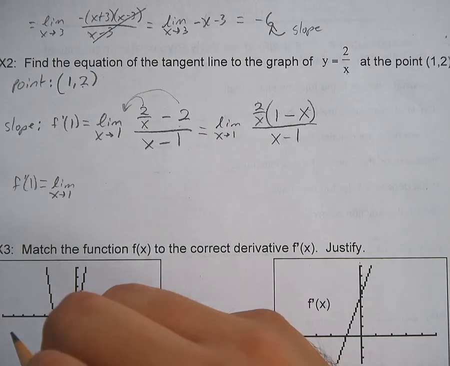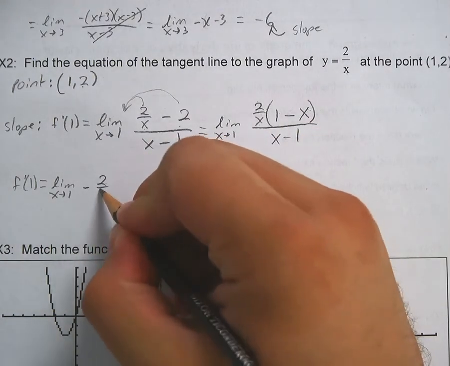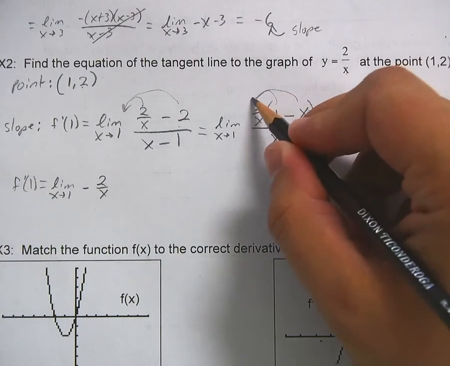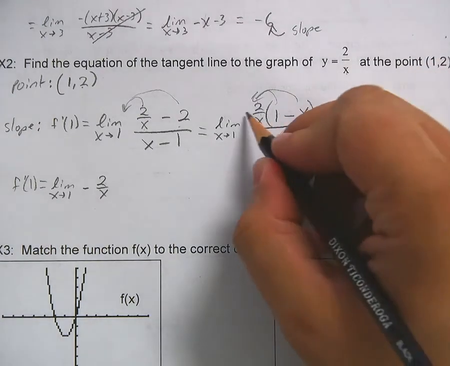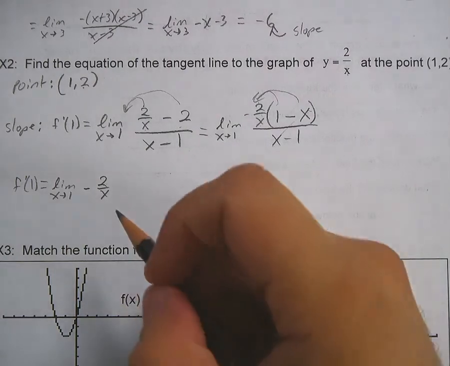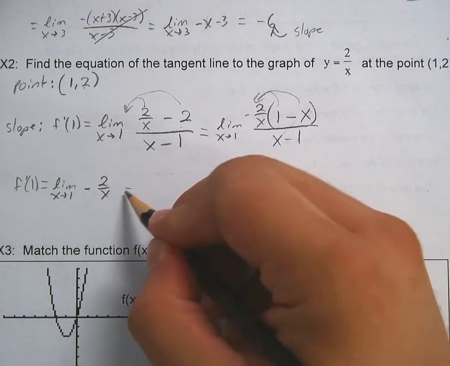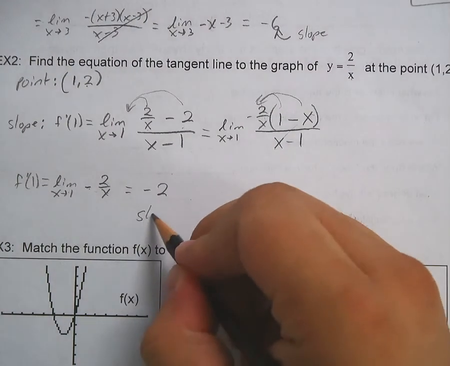So you've got the limit as x goes to 1. You'll have a negative 2 over x. When the negative comes out of here, to make these the same, they'll cancel out, right? So you bring the negative out, these will cancel. You've got negative 2 over x. Now plug in your 1, negative 2 over 1, and it's negative 2. There's your slope.